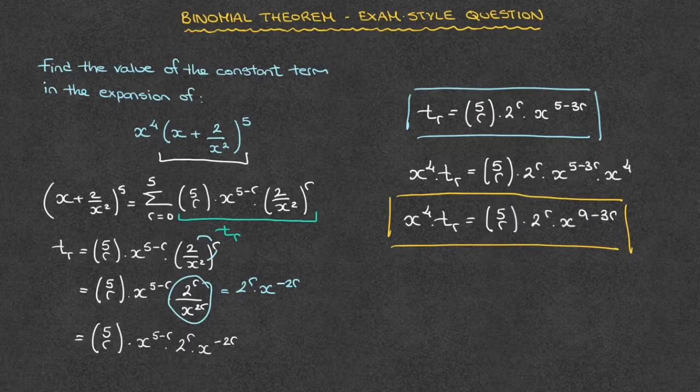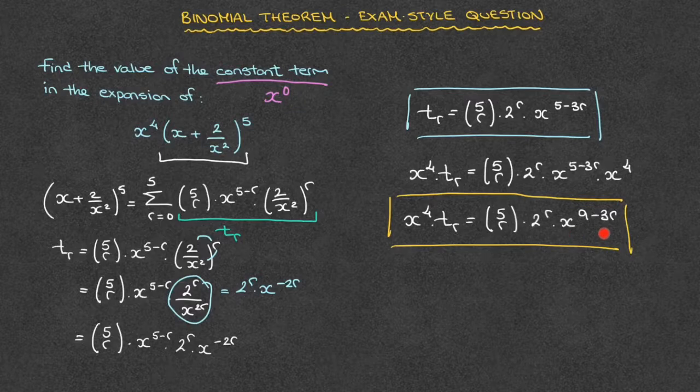Alright, now that that's done, we need to find the constant term. Now remember, the constant term corresponds to the term without an x. And the only way for this power of x to disappear from any one term is if we're dealing with the x to the power of 0 term. In other words, when we're asked to find the constant term, what we're really being asked for is to find the x to the power of 0 term.